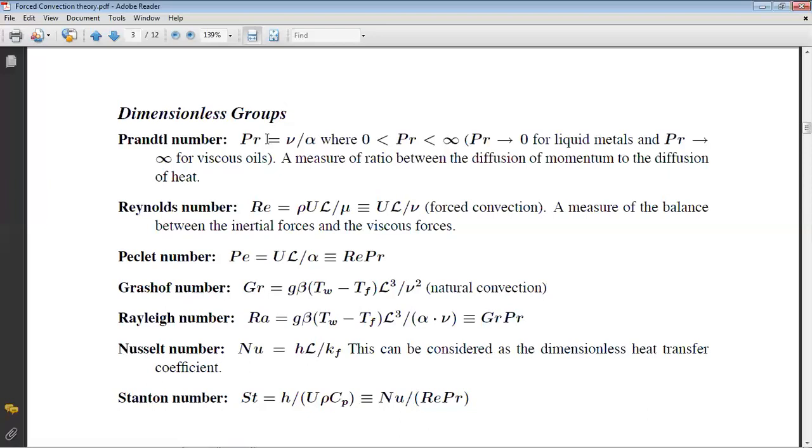Similarly, the Prandtl number is given by mu Cp by K. This kinematic viscosity can be written as mu by rho, and alpha can be written as K by rho C. Now, if you deduce the equation, Prandtl number can be written as nu by alpha, that is, mu Cp upon K.